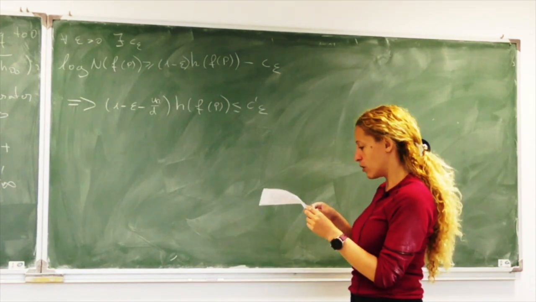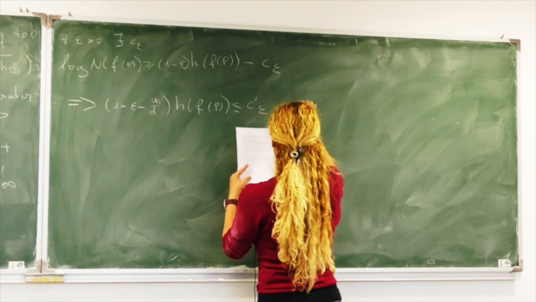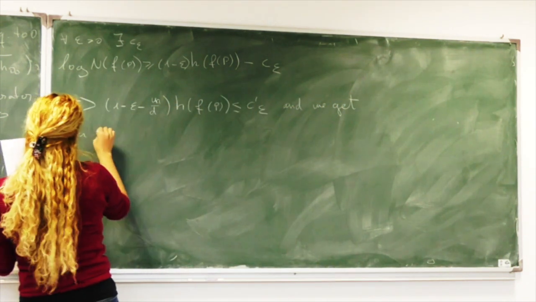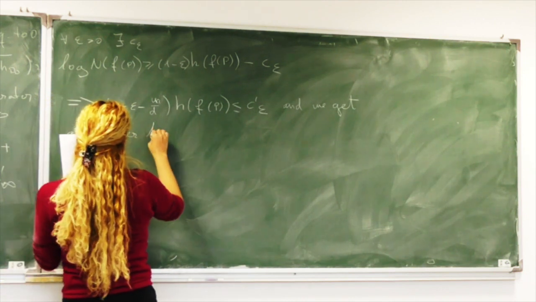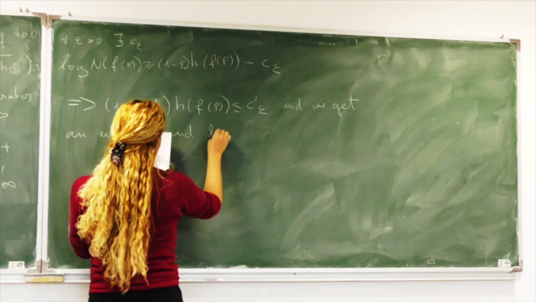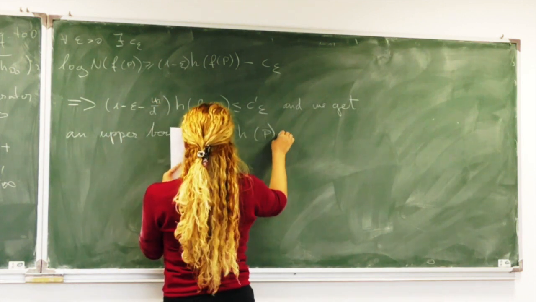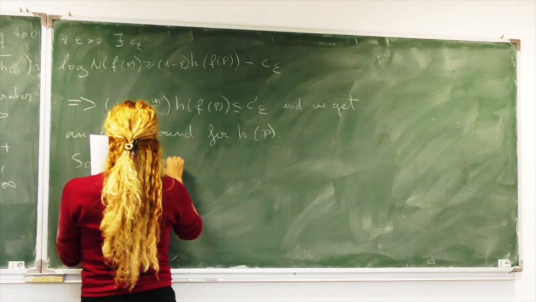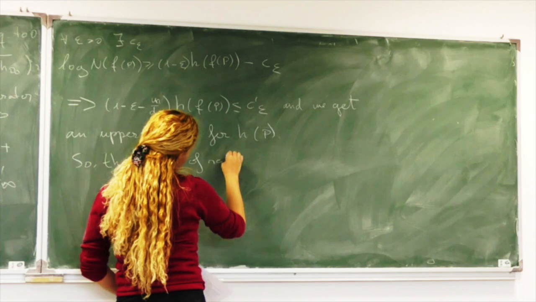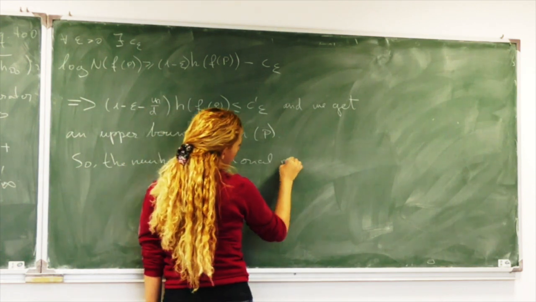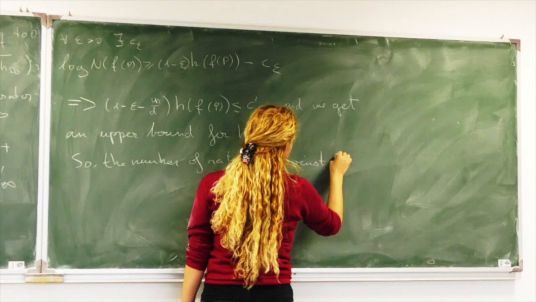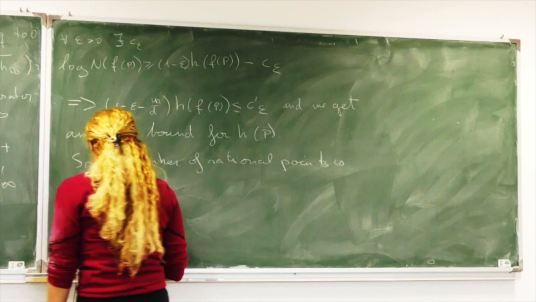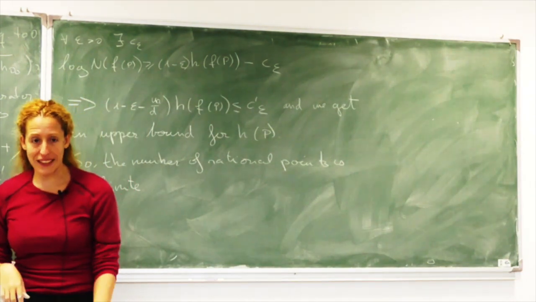So, I mean, I don't know, you want me, okay, so I'm going to write it. And we get an upper bound for the height of P. So, the number of rational points is finite. So, okay, second proof of Faltings' theorem.